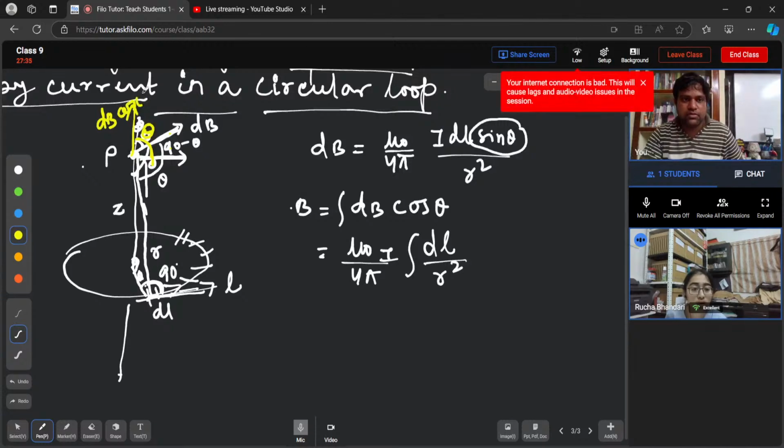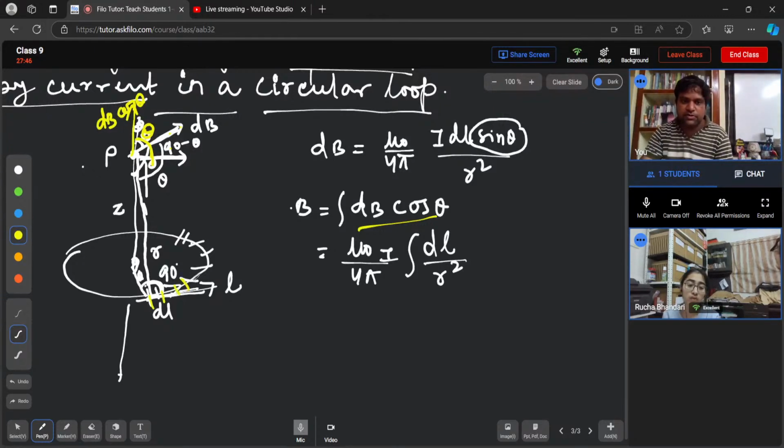So whenever finding the total field, we take dB cos theta. dB cos theta for this element, dB cos theta for this one, dB cos theta for this one, all the dB cos theta we have to integrate. What about the dB sin theta component? dB will have another component also, dB sin theta. Why are you not including it in the calculation of the total magnetic field?